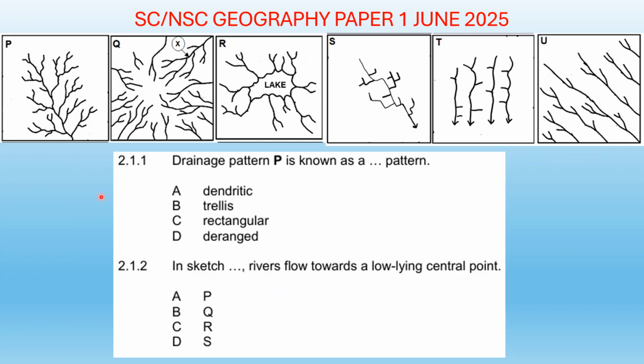The following question has been taken from Paper 1 of June 2025. It's multiple choice. 2.1.1. Drainage pattern P is known as a dendritic pattern. So option A. 2.1.2, in which sketch do the rivers flow towards a low-lying central point? In this case the option would be sketch R, which is represented by the letter C.